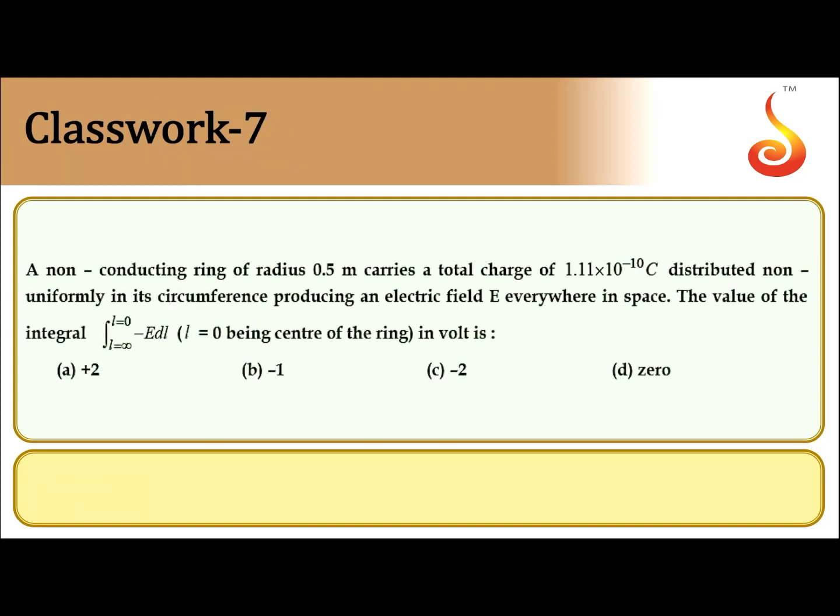Example 7. A non-conducting ring of radius 0.5 meter carries a total charge of 1.11 into 10 to the power of minus 10 coulomb distributed non-uniformly in its circumference, producing an electric field E everywhere in space. The value of the integral minus E dot dl from infinity to 0 is, where 0 is the center of the ring. If you understand what he is trying to calculate, it becomes a pretty easy problem. E dot dr.